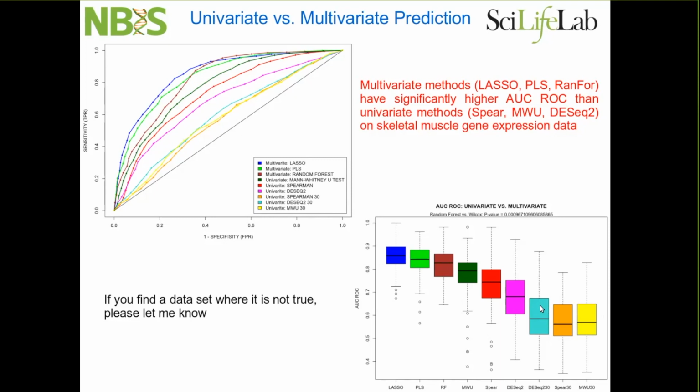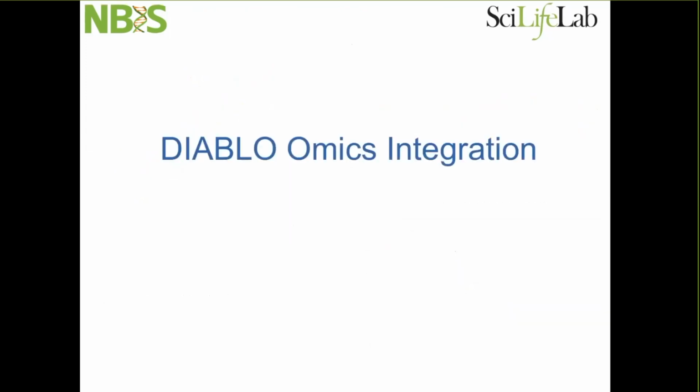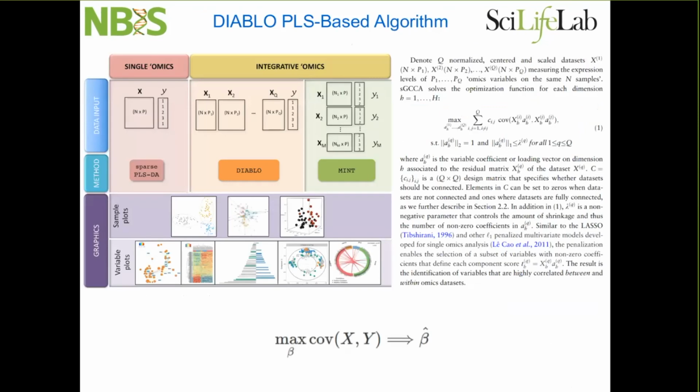And basically, I think it's a clear demonstration that at least for this skeletal muscle gene expression data set, multivariate methods outperform univariate methods in terms of prediction. And finally, Diablo. So I explained already PLS, the concept of PLS.